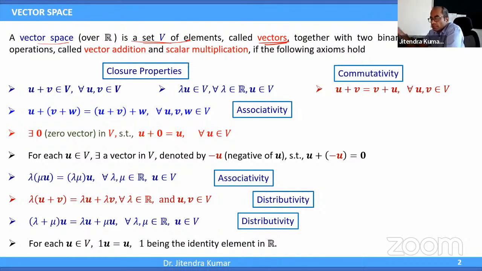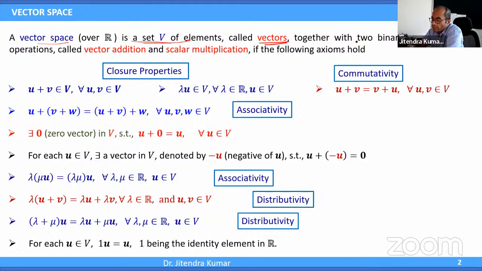It has nothing to do exactly with the vectors we have studied, which have directions and absolute value, etc. Here we are talking, in a more general sense, about the elements of this set being called vectors. So what are the properties of this set? That is what is stated on this slide here.